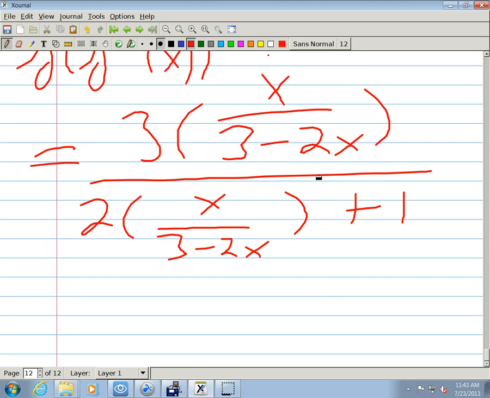So, all right, let's put it down here. It's going to be 3x. I'm running out of room here. Let me jot this down for a second. It's going to be 3x over 3 minus 2x, over 2x over 3 minus 2x, quantity, plus 1. All right, I ran out of room here, so I'm going to do that on the next page.